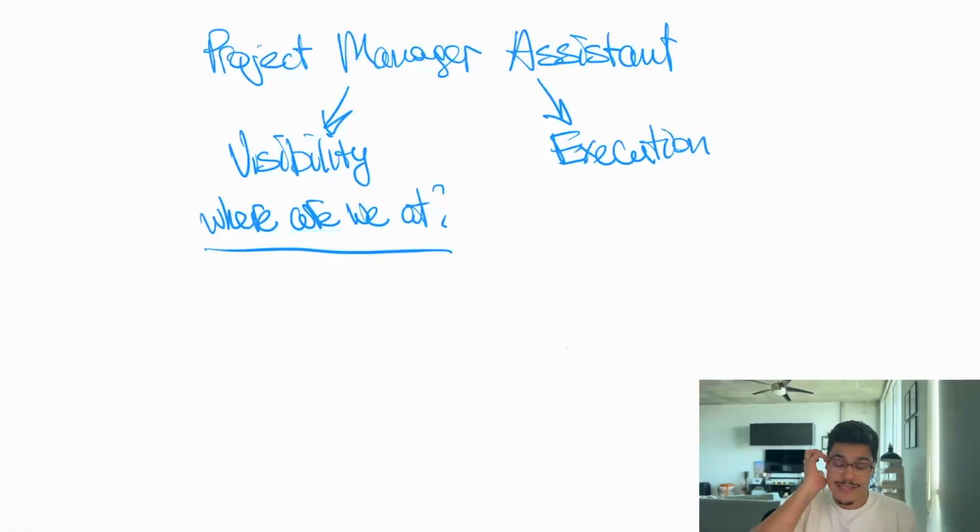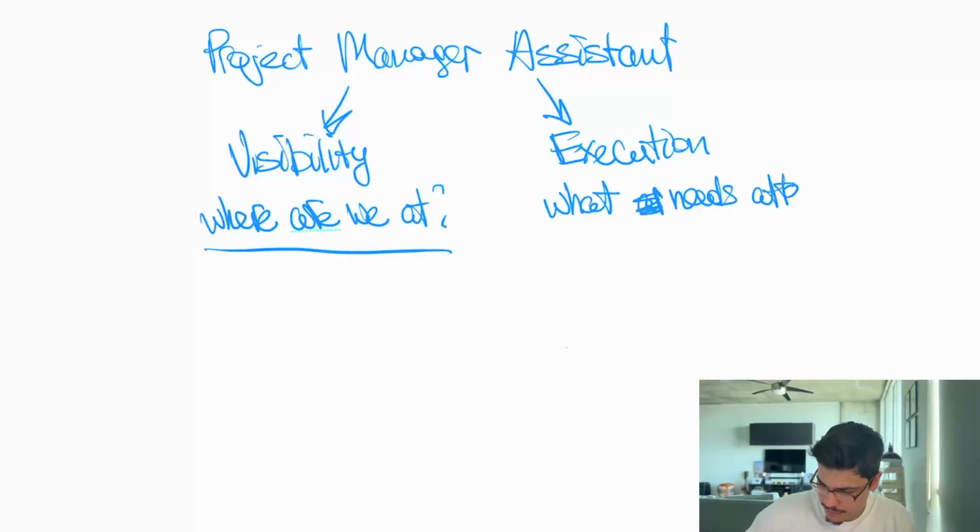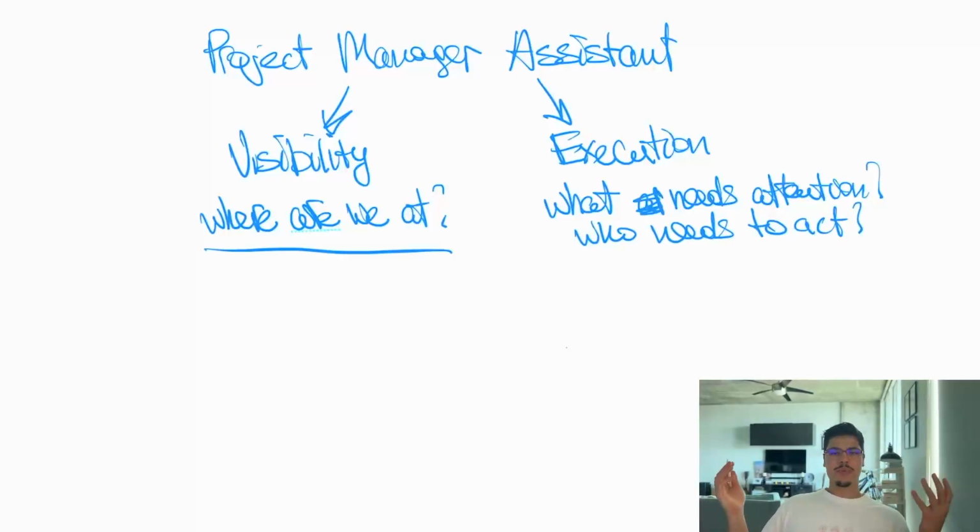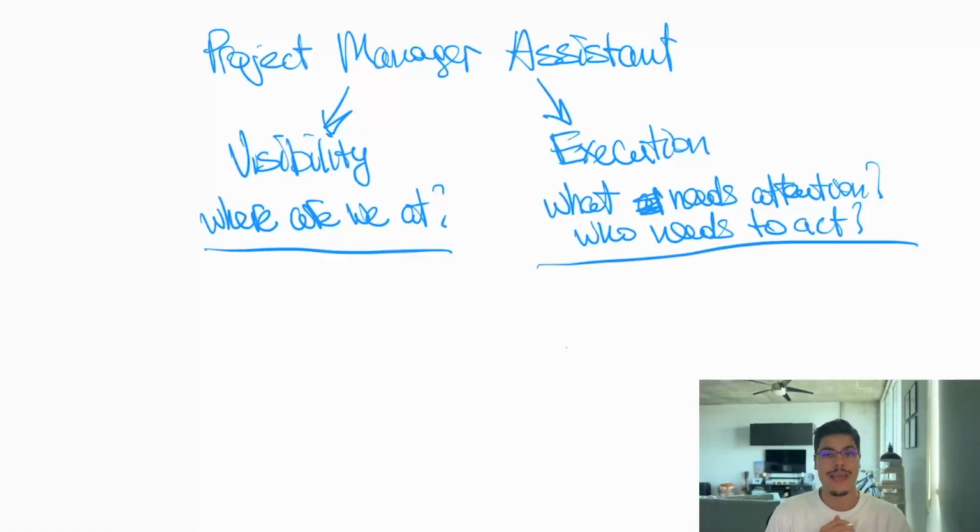The questions for execution, though, if you think about how we move things along, the first is what needs attention? And the second question is who needs to act? So it's simply, what are the things that we need to pay attention to, and who needs to do things? All right. So these are the two questions that we're going to be focusing on for the execution side of things.